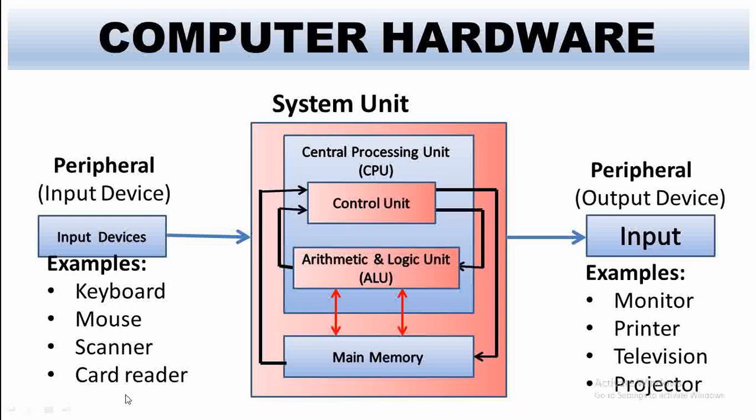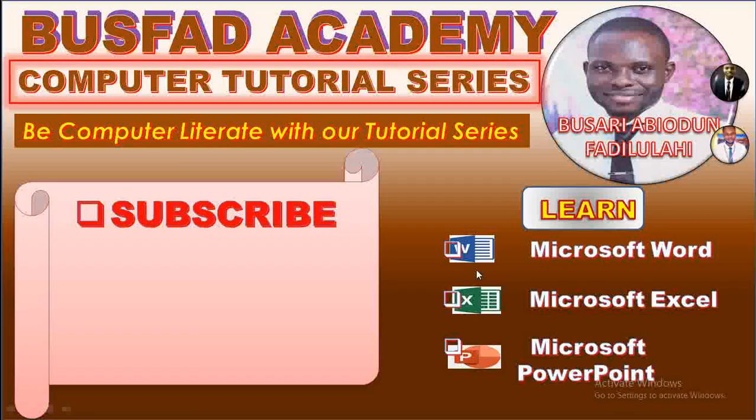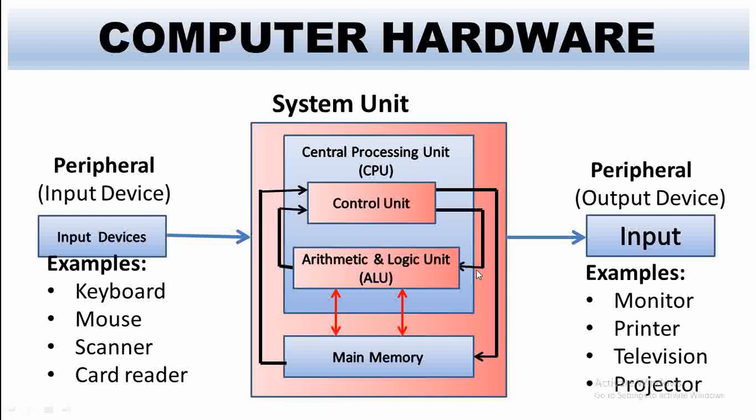Those are the input devices because we use them to send data into the computer system, while the computer screen we are looking at to read everything, which is the monitor, is an example of an output device. The printer is an output device. The same goes for the projector. If you are talking about the system unit, inside it is where we have the central processing unit, that is the CPU, and the main memory.